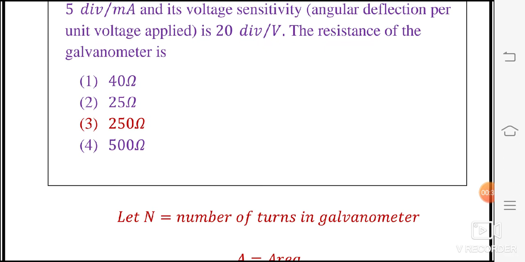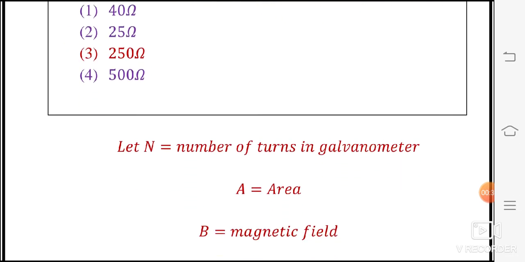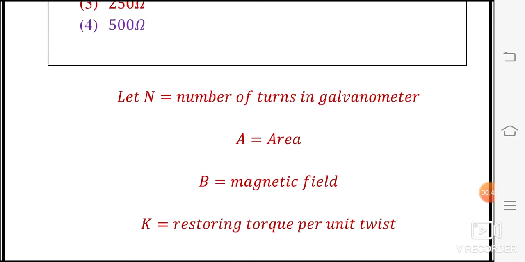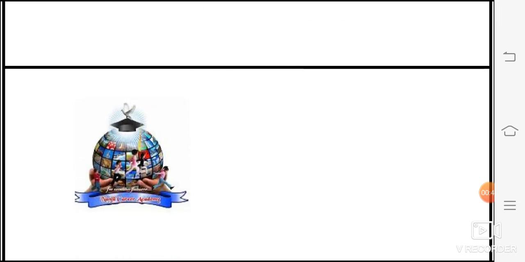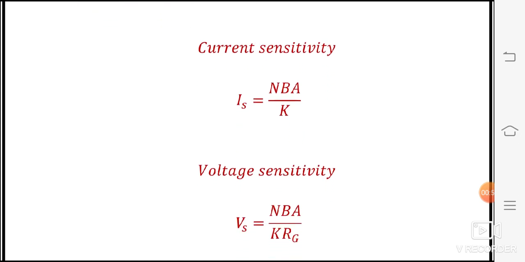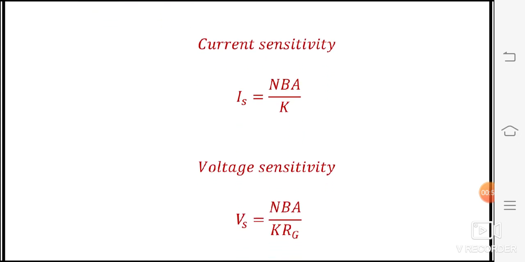Let capital N be the number of turns in the galvanometer, A be the area, B be the magnetic field, K be the restoring torque per unit twist. So current sensitivity Is is equal to NBA divided by K. Voltage sensitivity Vs is equal to NBA divided by K into Rg.